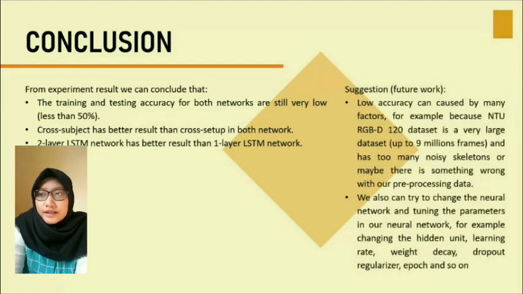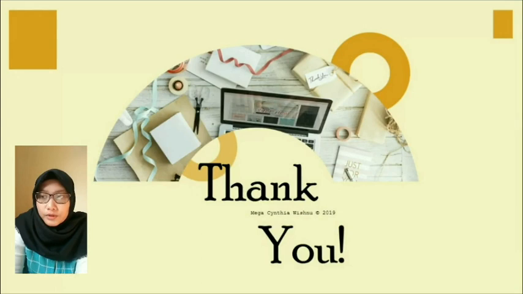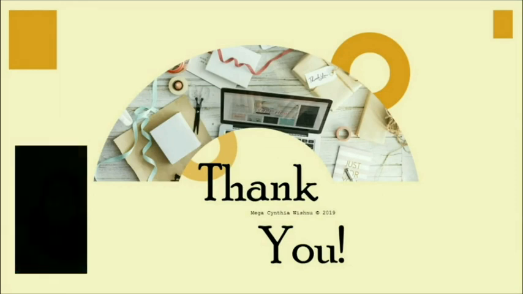Low accuracy can be caused by many factors. For example, because the dataset that we use is very large, with up to 9 million frames and too many noisy skeletons, or maybe there's something wrong with our data pre-processing. We can also try to change the neural network and tune the parameters, for example, the hidden units, the learning rate, weight decay, dropout, regularizers, epochs, and so on. I hope we can tune more parameters and get better results for future work.